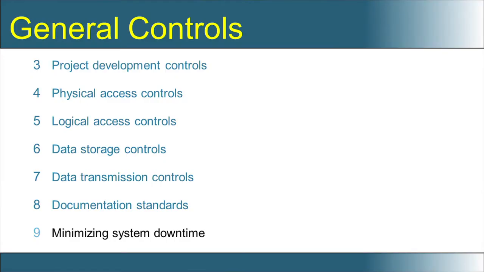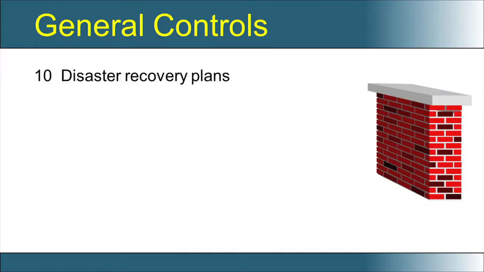So documentation is very important, and many organizations do not have very strict documentation of their processes. The next thing about general control is that we would like to minimize system downtime, and that is very important, because downtime is against availability, which is one of the important goals of security.